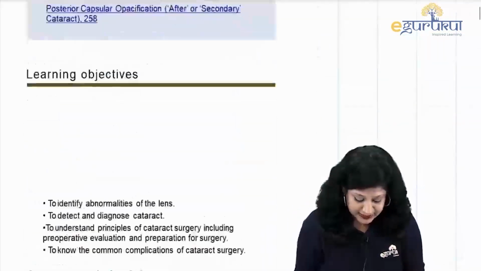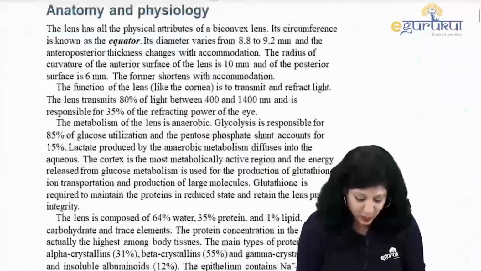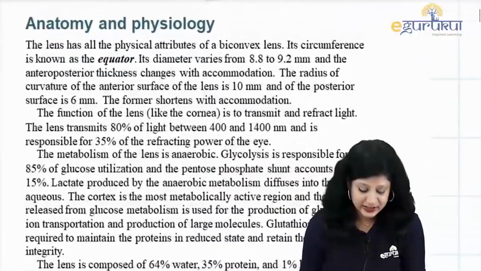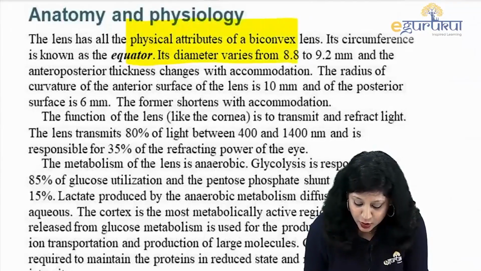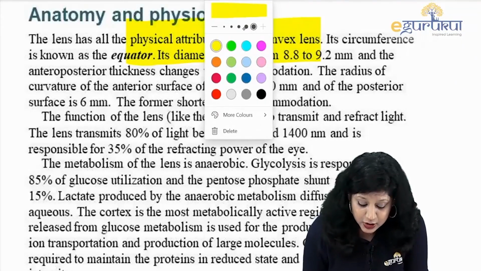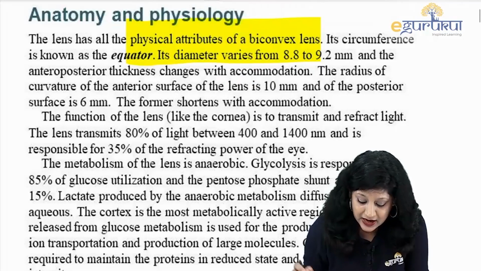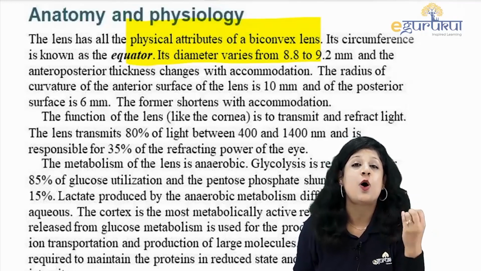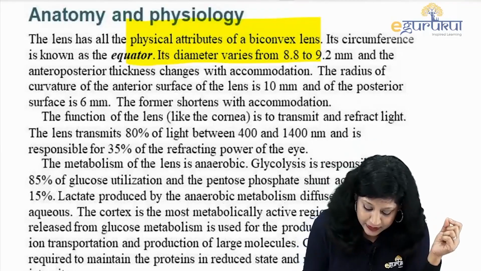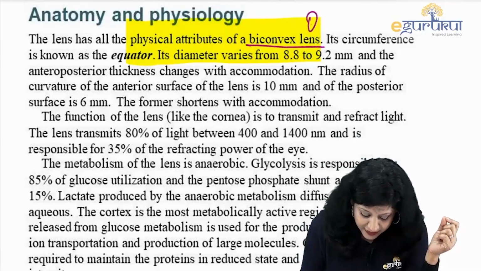So in the lens, they are first starting with the anatomy and the physiology. Let's start with the anatomy and physiology. The lens has all the physical attributes of a biconvex lens. So you know that our human lens is biconvex. If you go by optical properties, it has all the properties of a biconvex lens.